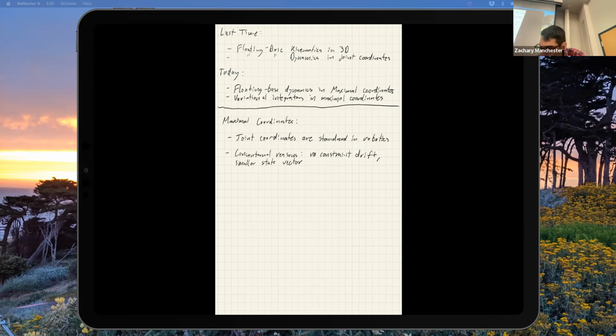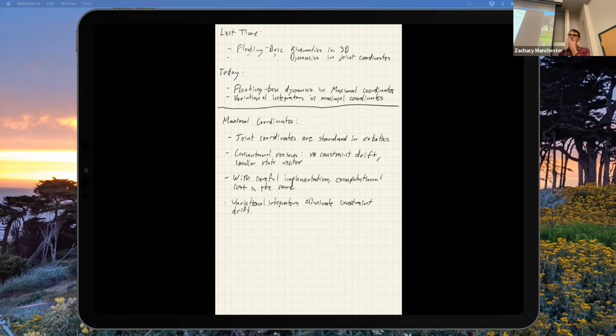With careful implementation, the computational cost of these is the same. We're going to do this after the break. And then the variational integrator setup gets rid of the constraint drift issue. So maybe this isn't such a bad setup.